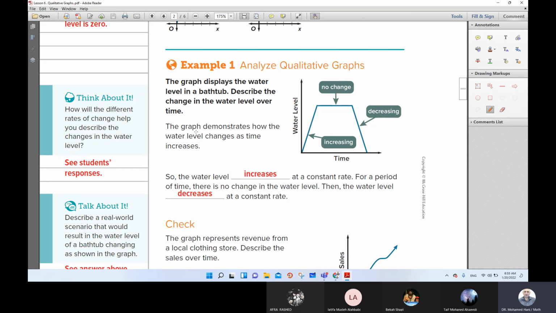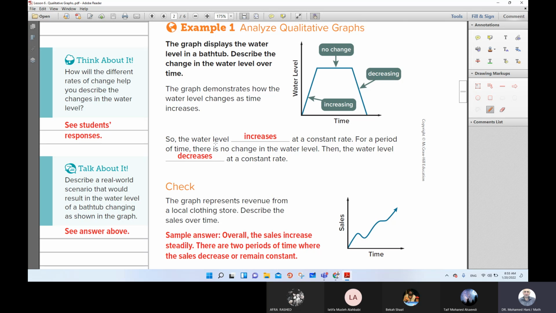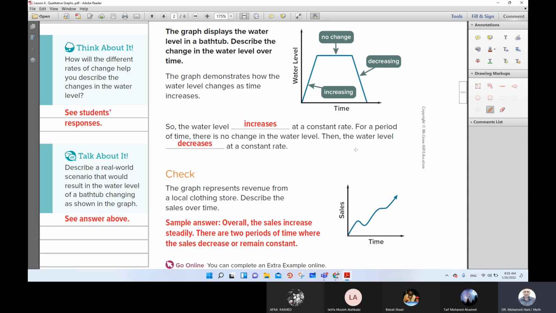So the graph demonstrates how the water level changes as time increases. The water level increases at a constant rate for a period of time. Then there is no change in the water level. Then the water level decreases at a constant rate.